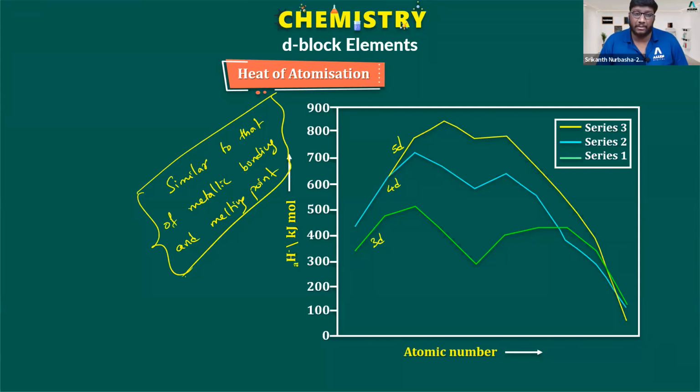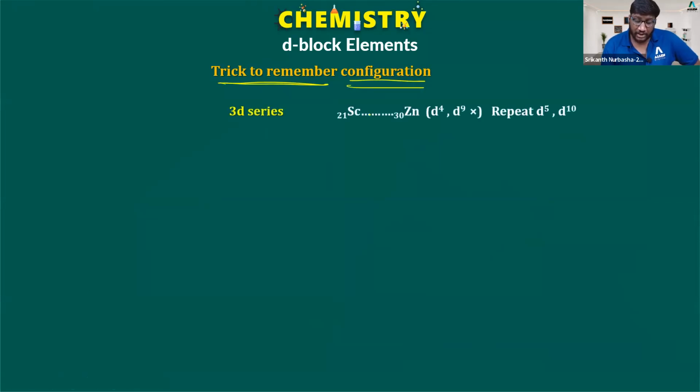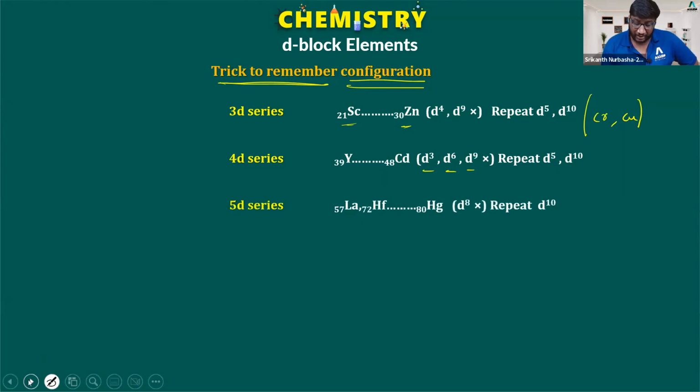So now let us start with some exception cases with respect to electronic configuration. You have some tricks to remember these electronic configurations. In the 3d series, you have elements from scandium to zinc. Where do you have exceptions? You have exceptions at chromium and copper. In the 4d series, you have yttrium to cadmium. You have many exceptions in the 4d series, like the d3, d6, d9 configurations do not exist. In the 5d series also, d8 does not exist. Let us now look at the electronic configurations of all the elements in the 3d series, 4d series and 5d series. Wherever the exception is there, you have to note it down carefully.